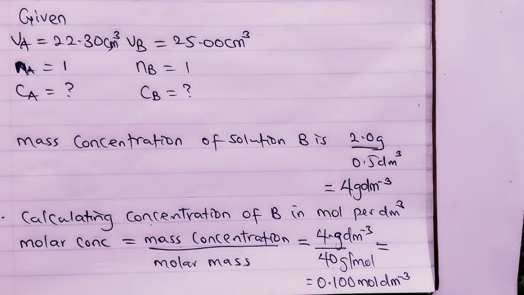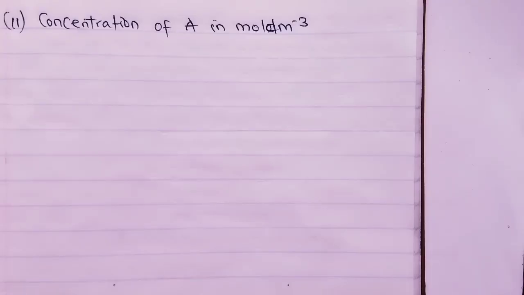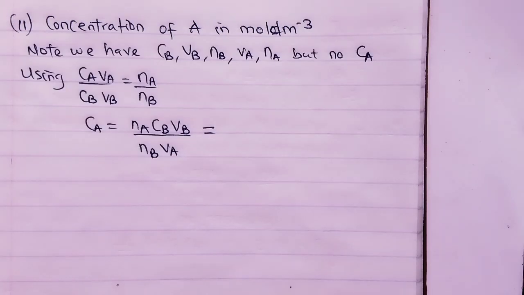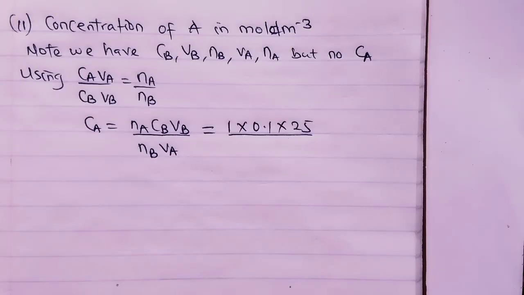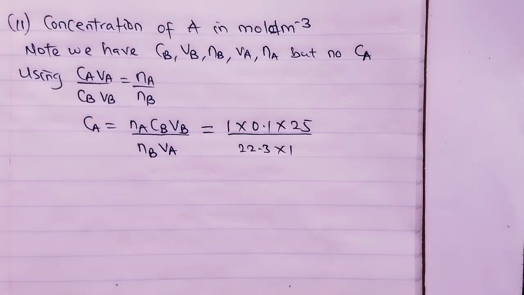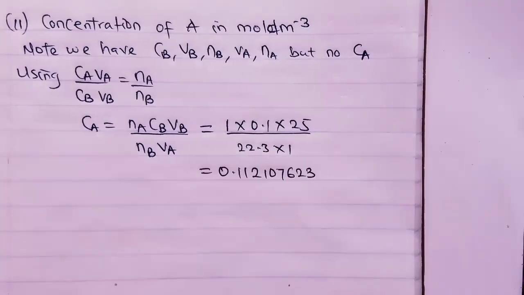Now let's go for the next question. The next question asks us to find the concentration of A in mole per dm cube. I believe you know that we already have CB, VB, NB, VA, and NA, but no CA. Therefore, we are going to make use of CAVA all over CBVB equal to NA all over NB. Therefore, making CA the subject of the formula, we will have, inserting the values, 1 times 0.1 times 25 all over 22.3 times 1, which will give us 0.112107623. Leaving the answer to 3 significant figures we will have 0.112.